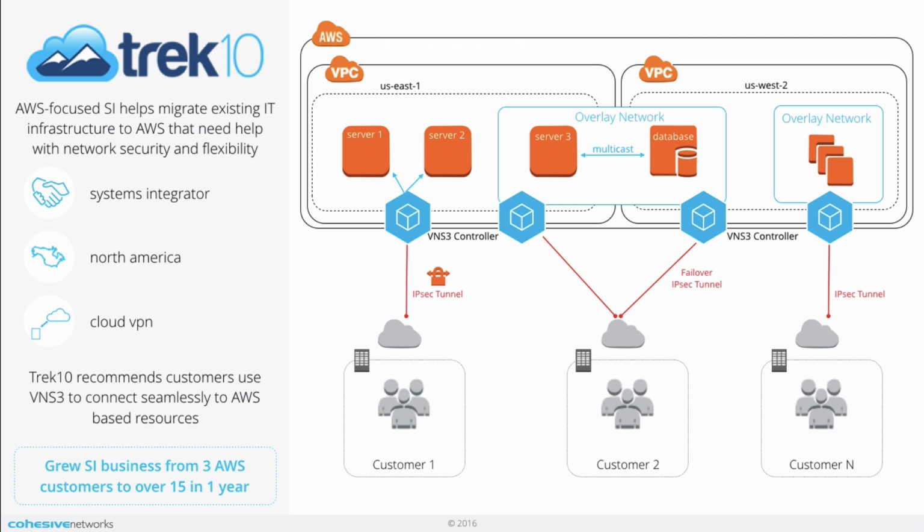Customer 2 in the middle uses 2 peered VNS3 controllers with failover IPsec tunnels. In their overlay network, they allow multicast between their servers and databases. And then over on the left, customer 1 is a basic cloud VPN use case. One VNS3 controller connects via IPsec tunnel to their customer and AWS resources.